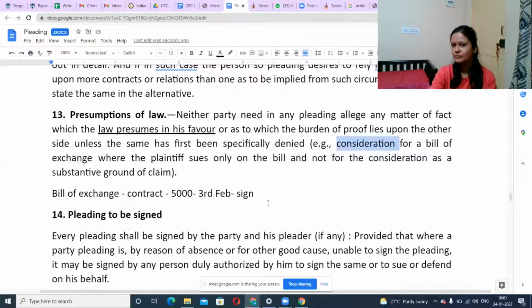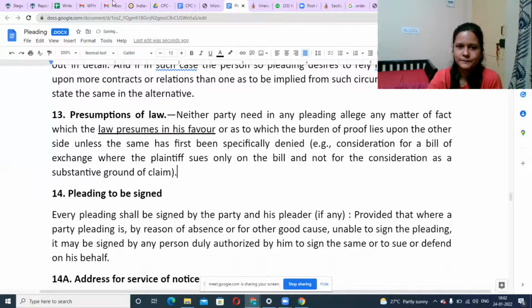Might be you have provided me some service, or supplied something. That's why I agreed to pay you 5,000 rupees with my signature. So in such a case, when law is already presuming in your favor that I have received some consideration, you don't need to prove that in the pleading. Because law is already presuming it in your favor that you have given the consideration, and now it's my turn to pay the 5,000 rupees. So that might not be needed because it is repetition of the same thing. The court is already presuming it.